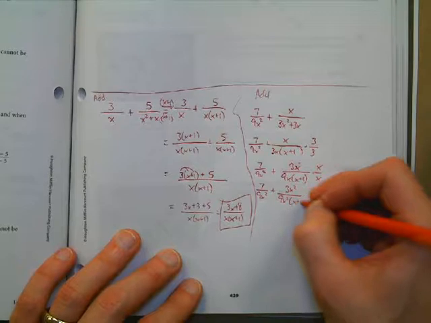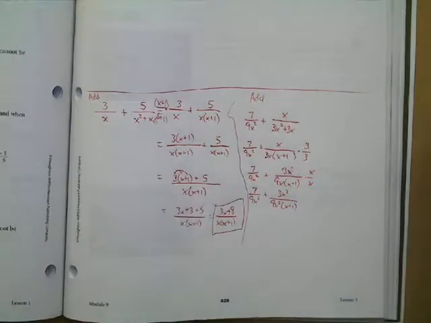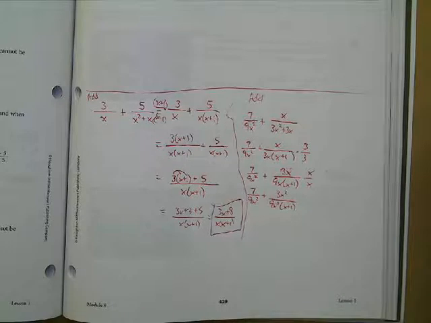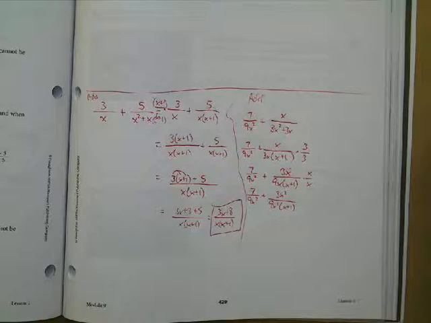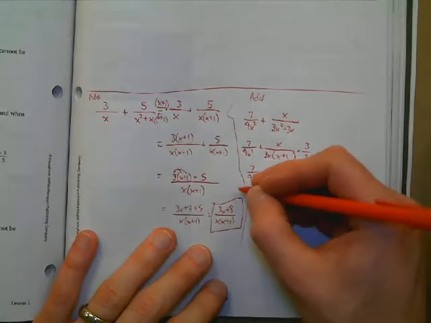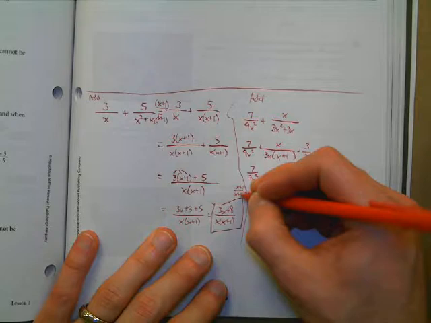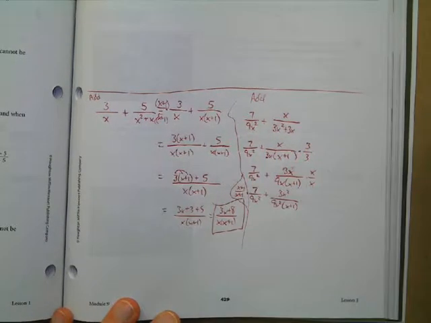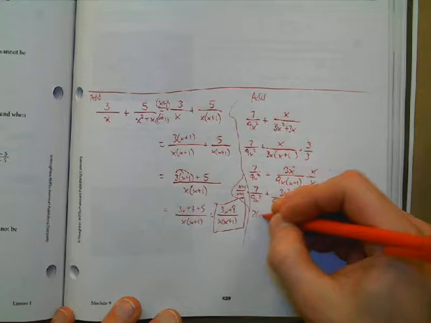Okay, great. I've got a 9x squared here. I've got a 9x squared here. Are these denominators like terms? Are they like yet? Are they common? Yeah, this first one, what's it missing? The x plus 1. So I'm going to multiply the first one by x plus 1 over x plus 1. Okay, so it'll be 7 times x plus 1 over, and then I'm going to leave it unmultiplied, 9x squared times x plus 1.